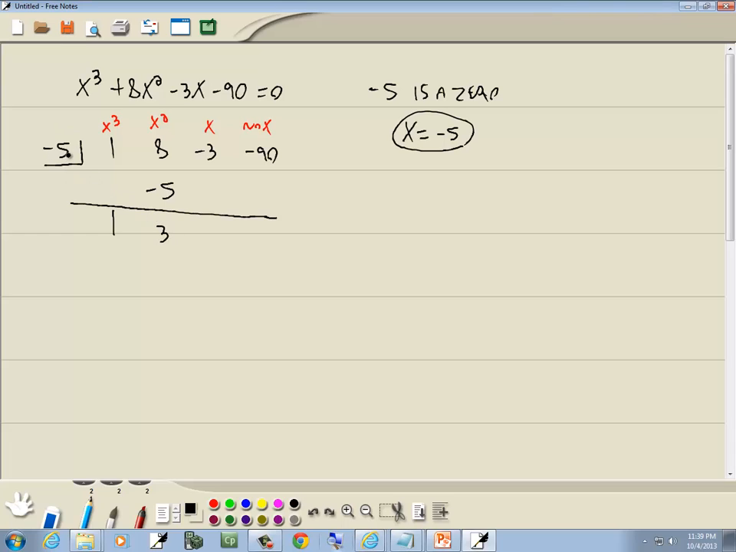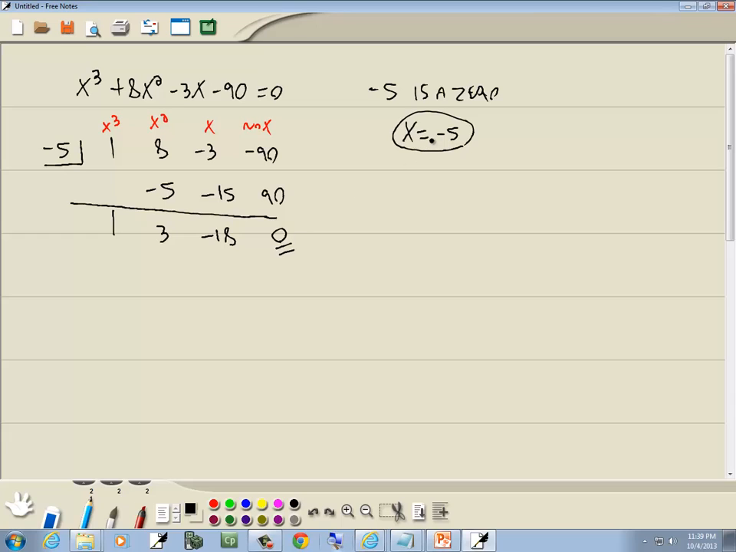Multiply, you always multiply by the number in the box, not the number you put down there. Negative 5 times 3 is negative 15. Add, negative 3 plus negative 15 is negative 18. Multiply, negative 5 times negative 18 is 90. And then add, negative 90 plus 90 is 0.